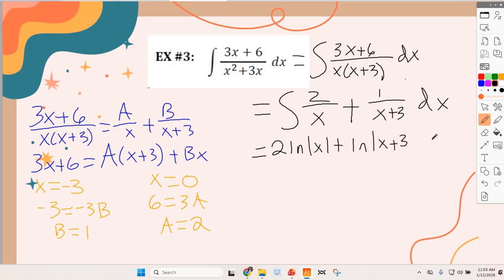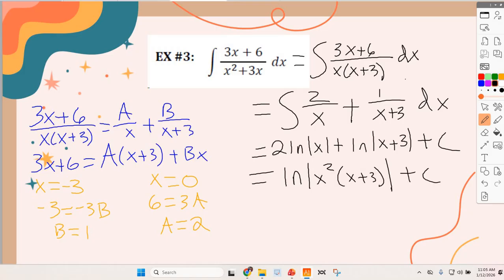We should end up with 2 times the natural log of the absolute value of X plus the natural log of the absolute value of X plus 3. Again, we could also write this as the natural log of the absolute value of X squared times X plus 3, if it was a multiple choice question. If it's multiple choice, we aren't taking it further than that.